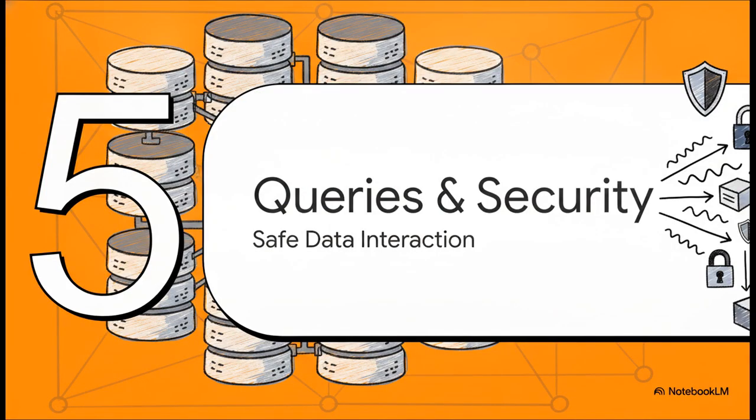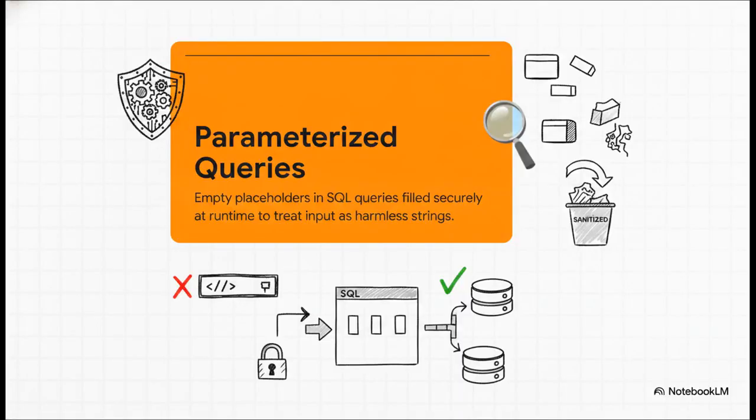Section 5. Queries and Security. Safe data interaction. Okay, we've structured our database beautifully. Now we need to shift focus to how our back-end application actually interacts with it, and our absolute top priority is safety. Enter the ultimate shield, parameterized queries. These are essentially empty placeholders, or slots, inside your SQL code. When a user types something into a search bar on your front end, you never ever inject that raw text directly into your SQL command. Instead, you securely fill that empty slot at runtime.